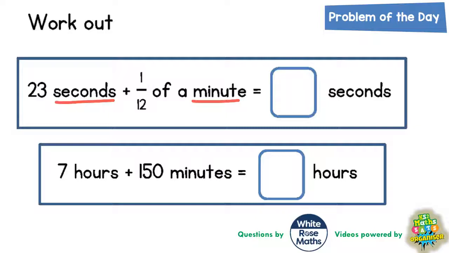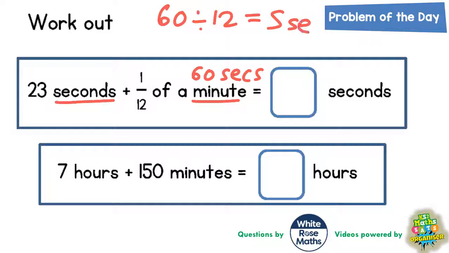Well, in seconds, a minute is 60 seconds. So we need a 12th of 60. And to find a 12th of 60, we need to do 60 divided by 12. Well, 60 divided by 12, for those people who know their 12 times table, is 5 seconds. So 1/12 of a minute is an extra 5 seconds.